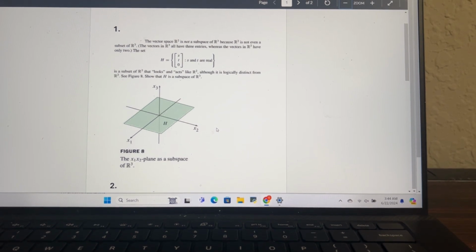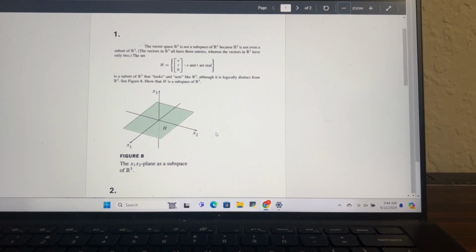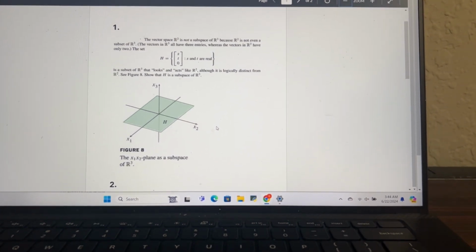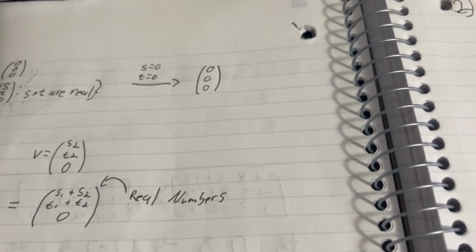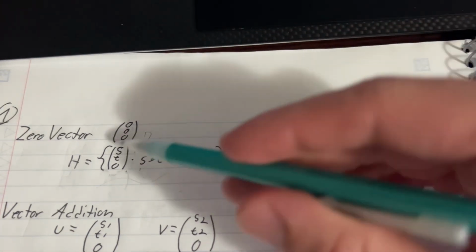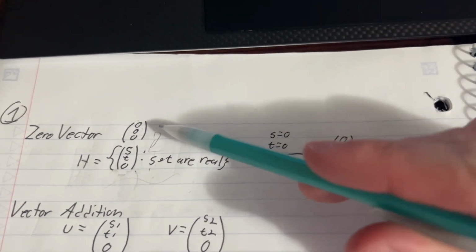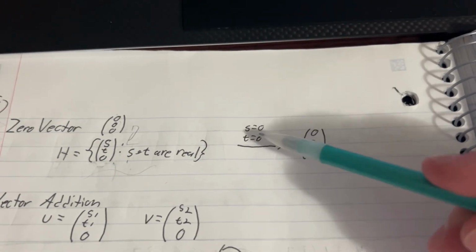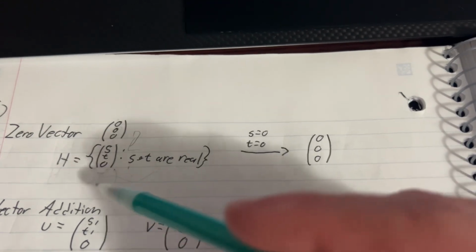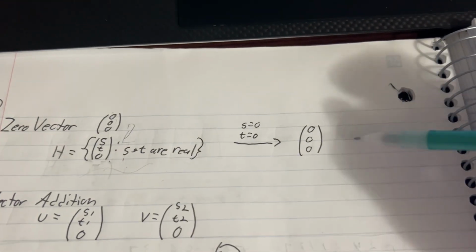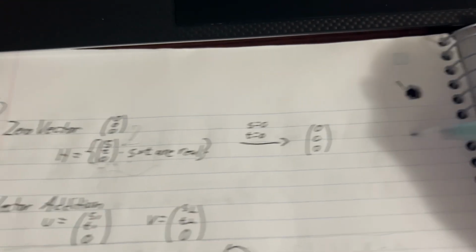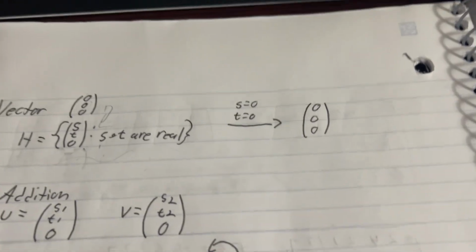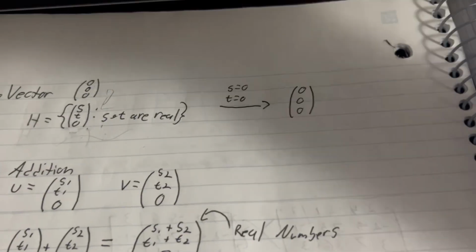To start, we're going to verify that H satisfies the 3 main conditions of a subspace. First we want the 0 vector. I want to make sure that the 0 vector of R3 is in H. So we have 0, 0, 0, and we can plug in S equals 0, T equals 0, and because of that 0 there, we do get the 0 vector. So that means that it is an element.